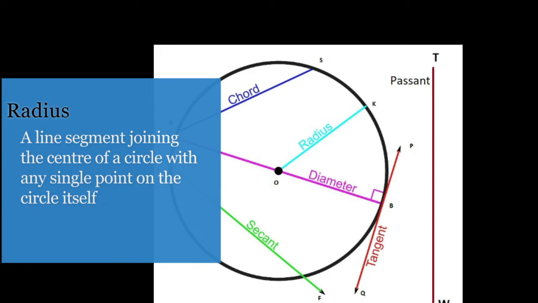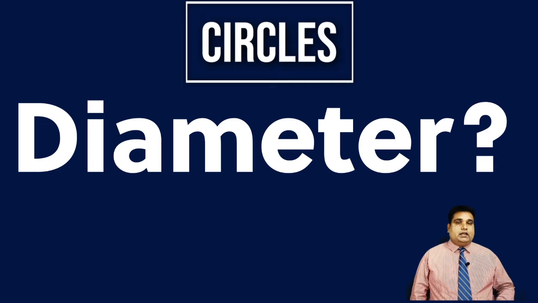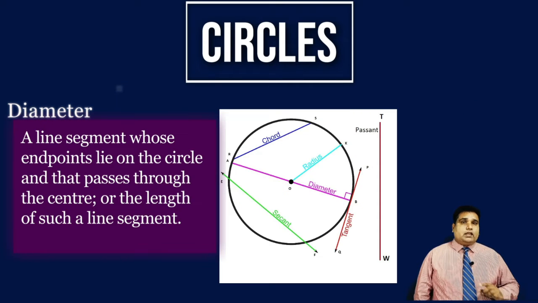Next is diameter. What is diameter? Diameter is a line segment whose endpoints lie on the circle and that passes through the center. In layman's terms, the line which touches two points on the circumference and passes through the center is a diameter. And remember that diameter is double the radius, right? Because the line from the center to a point on the circumference is a radius. If we take both sides, that line is a diameter. So diameter is double the radius.